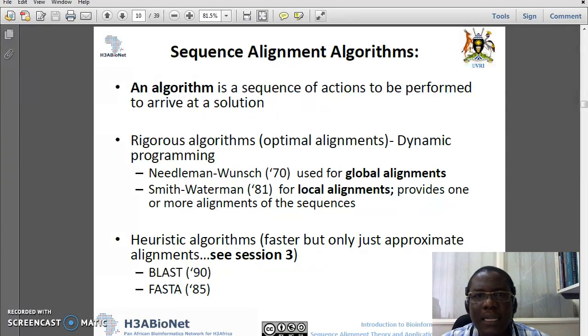These ideas were developed in the 70s and 80s, where Needleman and Wunsch used the global alignment to solve a sequence alignment problem that was based on a dynamic programming approach. And then Smith-Waterman developed the local alignment algorithm, also derived from this dynamic programming, in 1991. And the heuristic algorithms, these are faster, they came a little bit later, and they're only approximate. We shall see in session 3 as an example when they come in really very handy.